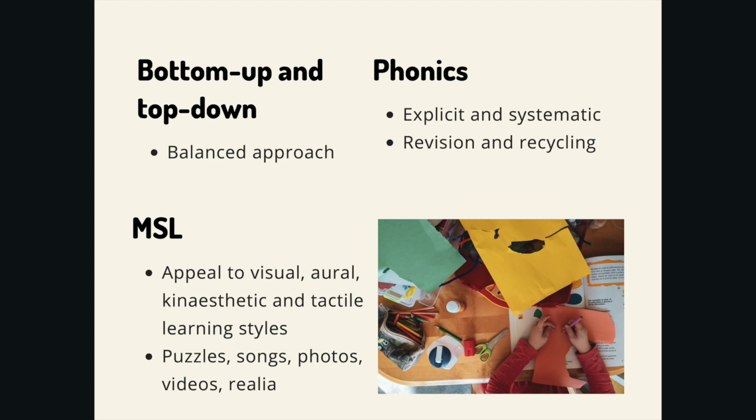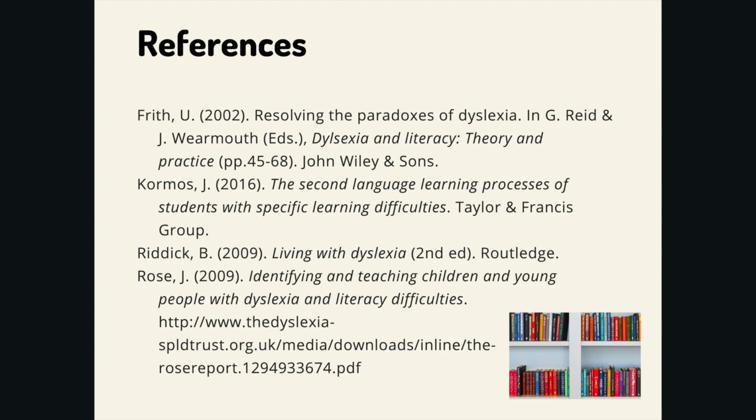The key take-home here is that when we are planning our lessons and when we're teaching, we should try to appeal to the different learning styles like visual, oral, kinesthetic, and tactile learning styles, and ensure that we have a balanced variety of activities. If we can plan our reading and spelling lessons to incorporate these different styles, it's going to really help the learners to understand the concepts. And some of the materials that we could use for multisensory structured learning include puzzles, songs, photos, videos, realia, and more.